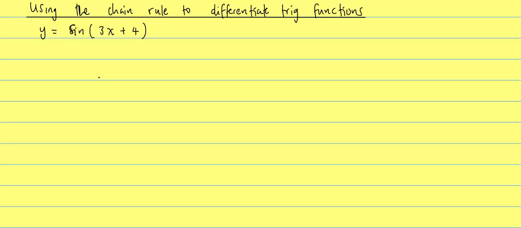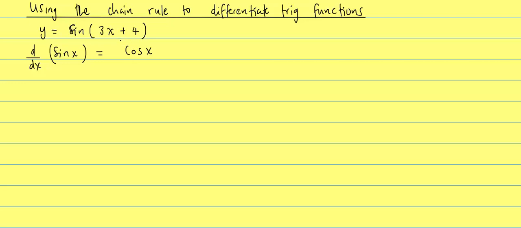Hi, in this video we are going to look at how we can make use of the chain rule to differentiate functions such as y is equal to sine of (3x plus 4). We already know that the derivative d/dx of the basic function sine x is going to be equal to cosine of x. In the current problem, the complication is that we have a compound function here as an angle, which is 3x plus 4.